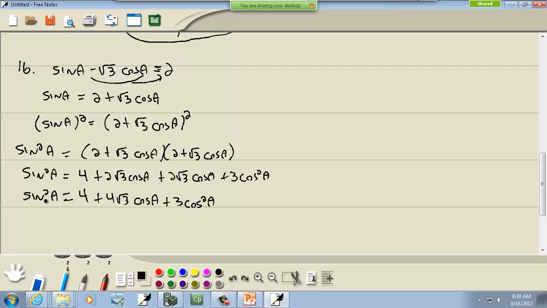But we can now switch the sine squared over to cosine. So recall cosine squared plus sine squared is equal to 1. So I can take the cosine squared to the right side, and we get sine squared is equal to 1 minus cosine squared. So this I'll rewrite as 1 minus cosine squared.